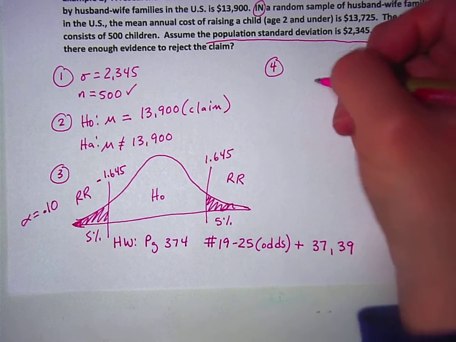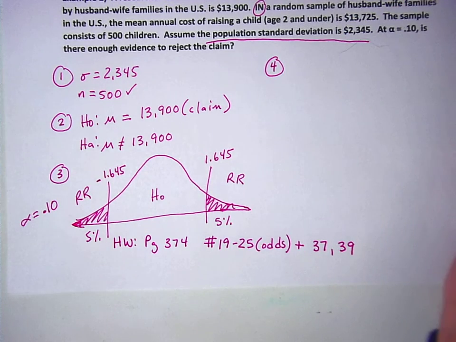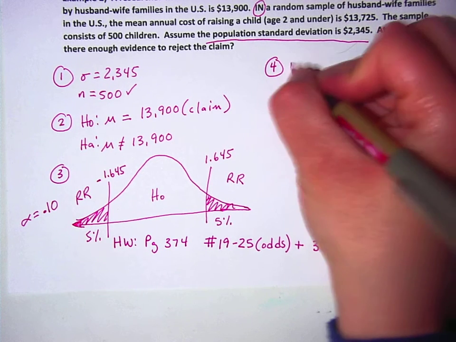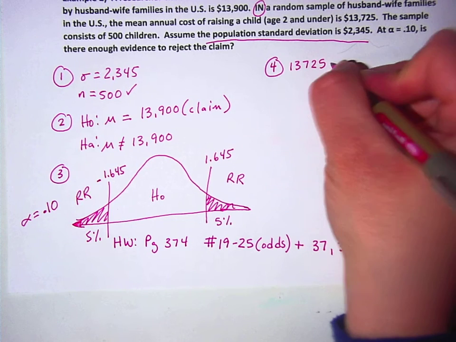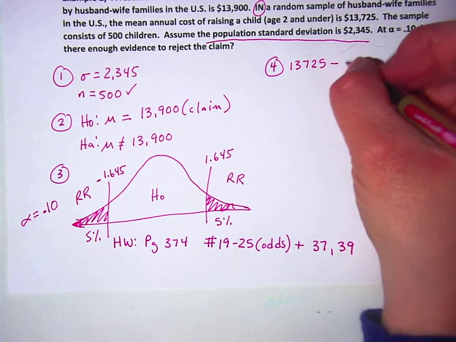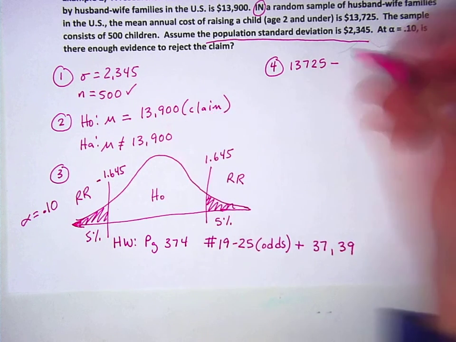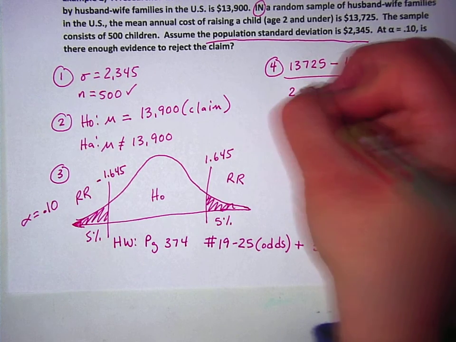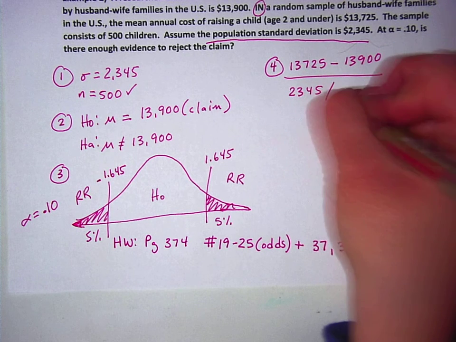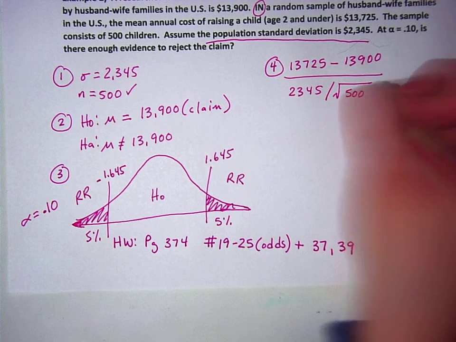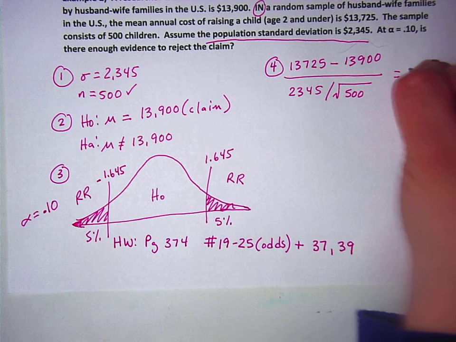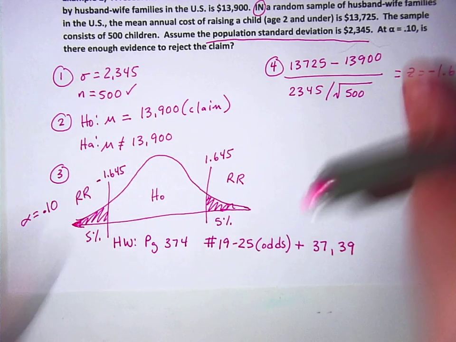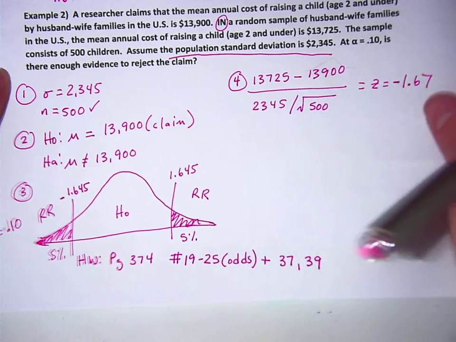Got to find that standardized test statistic. So for this one, I'm going to take my x bar, which is 13,725, because that's the sample mean, and subtract the mu, which is the population mean, $13,900, divide by sigma, which is $2,345, divided by the square root of 500, which is n. And if you put that in your calculator, you end up with your z-score of negative 1.67. Pretty close to what the edge is.